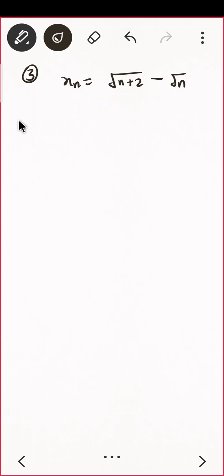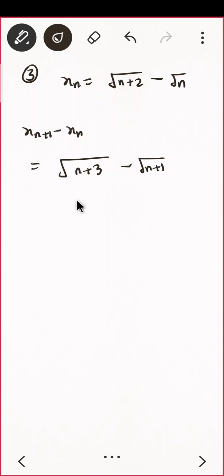How will you start with? Xn plus 1 minus xn. Or before that, if you want, you can solve it little bit. But if you don't want, no issue. So what is xn plus 1? At the place of n, put n plus 1. So this will become root of n plus 3 minus root of n plus 1, minus bracket open, what is xn? Root of n plus 2 minus root n.